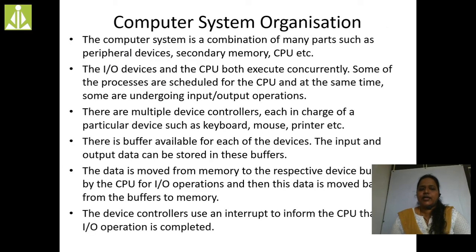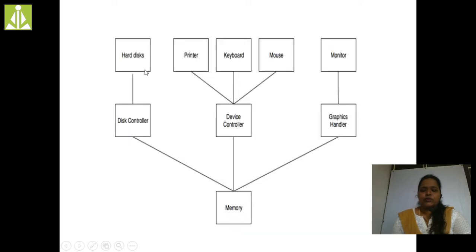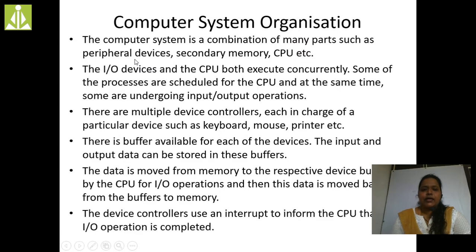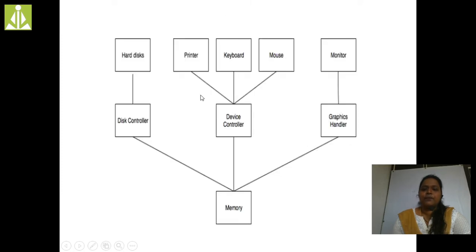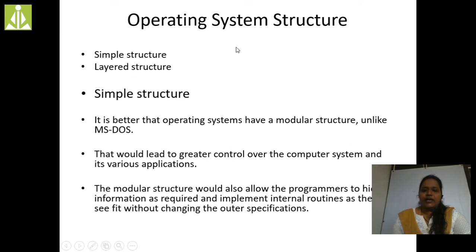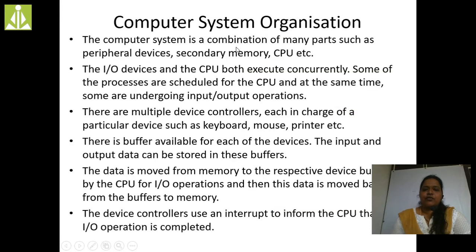Fine. So here the IO devices and the CPU should both execute concurrently. Some of the processes are scheduled for the CPU, and at the same time some of the processes are scheduled for the input and output devices. Fine. This is how we'll execute the processes. That is one of the main advantages, or one of the main functionalities, provided by the operating system.